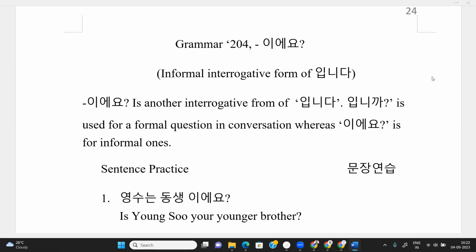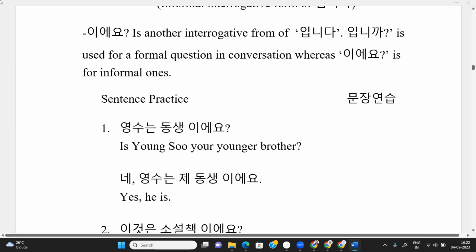오늘은 이에요 패턴에 대해서 읽으세요. Grammar 204. 에요, informal interrogative form of 입니다. 에요 is another interrogative form of 입니다. 입니까 is used for a formal question in conversation, whereas 에요 is used for informal ones. Sentence practice. 문장 연습.